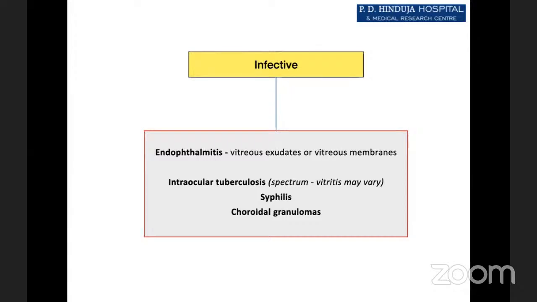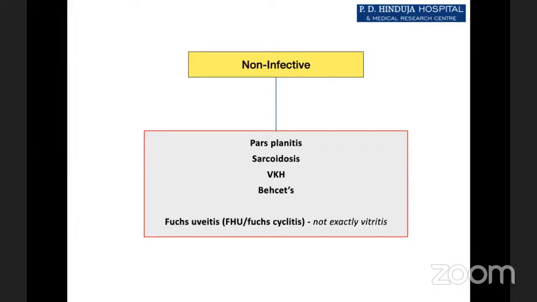Endophthalmitis, whether endogenous or exogenous, is one of the more common reasons for vitreous cells or vitreous membranes. Other infections can be the spectrum of intraocular tuberculosis. I will go into the details. Syphilis and toxoplasmosis as well. In the non-infective causes, we have vasculitis, sarcoidosis, Behçet's disease, Fuchs uveitis. Now, in Fuchs uveitis, we don't exactly see vitritis, but vitreous membranes with clumps of vitreous cells.